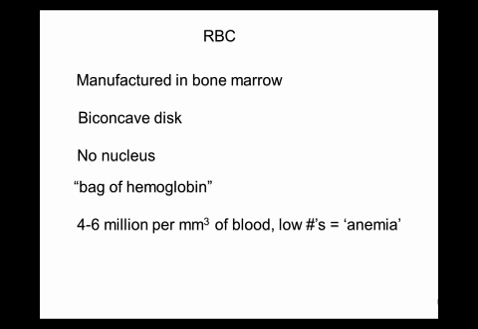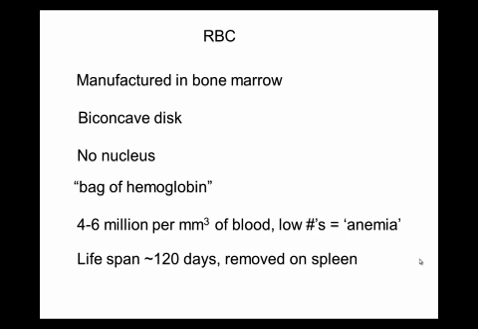These numbers are just astonishing. 4 to 6 million red blood cells per cubic millimeter of blood. So just a tiny little drop of blood can have as many as 4 million red blood cells. If you have low numbers of red blood cells, this results in anemia. It can be either low numbers of red blood cells or low quantities of hemoglobin. The lifespan of a red blood cell is about 120 days, and then they become damaged, they're worn out, and they are removed from circulation in the spleen.